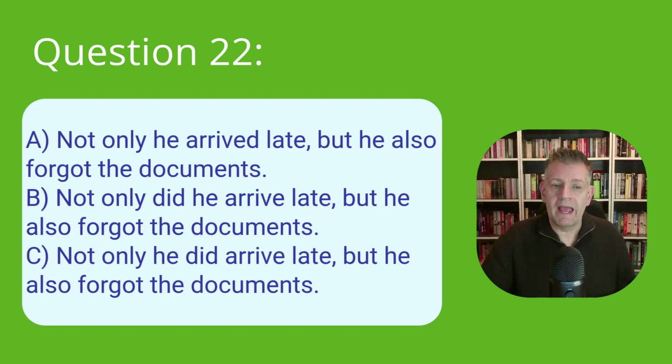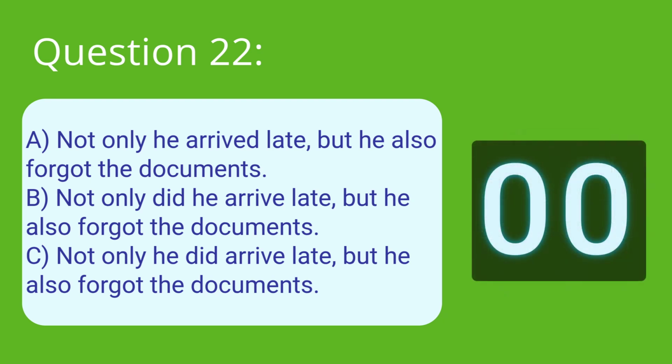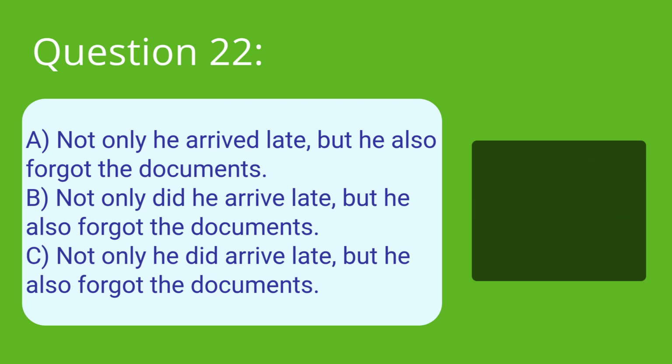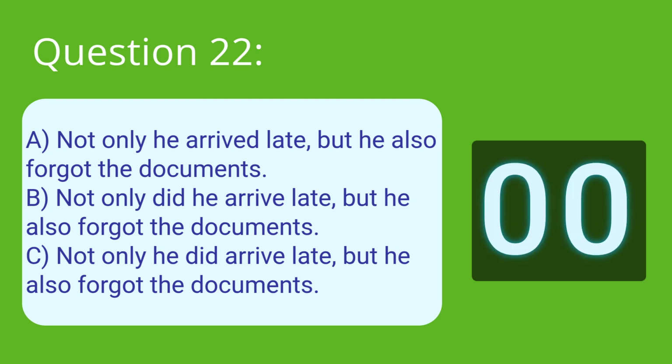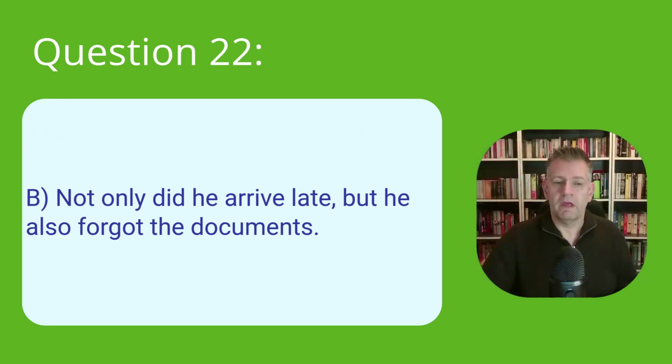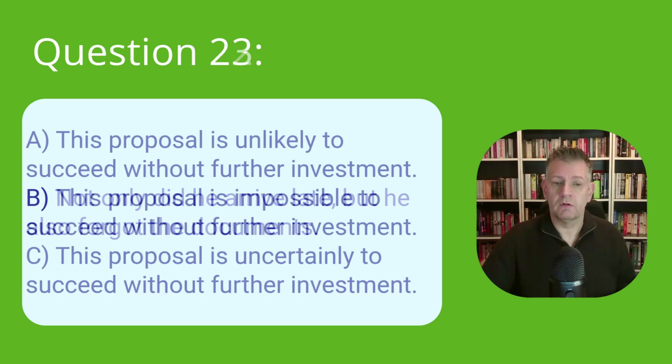Question 22. A, not only he arrived late, but he also forgot the documents. B, not only did he arrive late, but he also forgot the documents. Or C, not only he did arrive late, but he also forgot the documents. The answer is B. Not only did he arrive late, but he also forgot the documents.